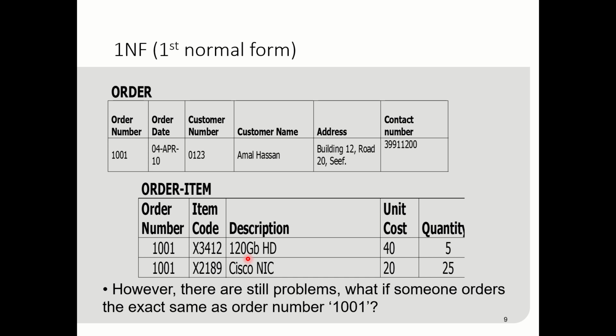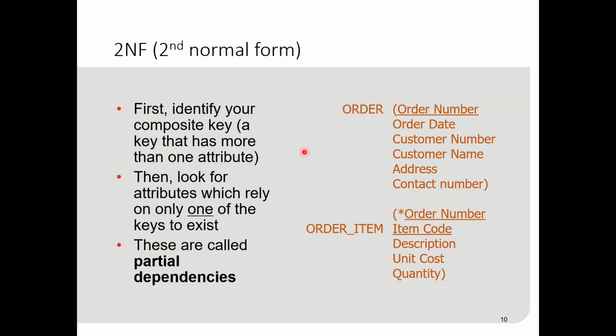Now can we find out any other problems? Just imagine what if someone orders exact same as the order 1001, like I'm ordering something exactly like this. Okay, so there will be again some issues with the value. So what you have to do, so moving over to the second normal form. In the second normal form, what you have to do is that you need to identify the composite. So this is your composite key now.